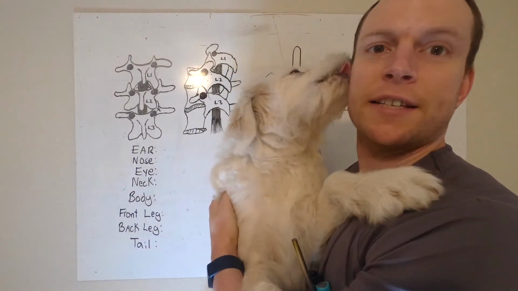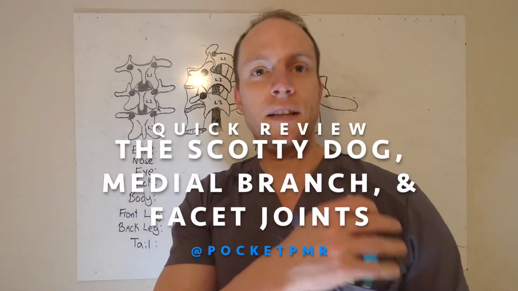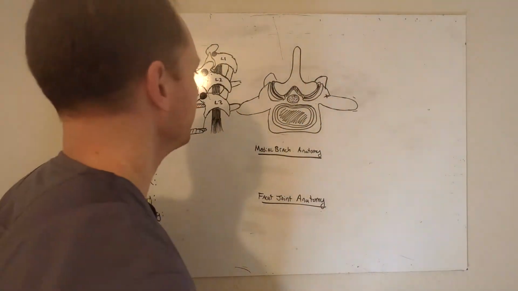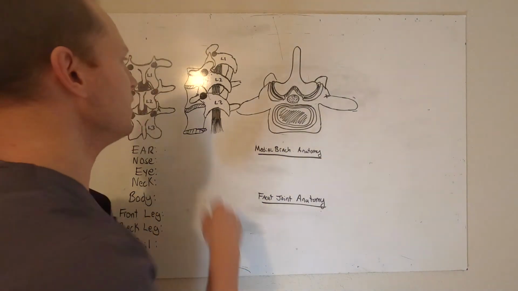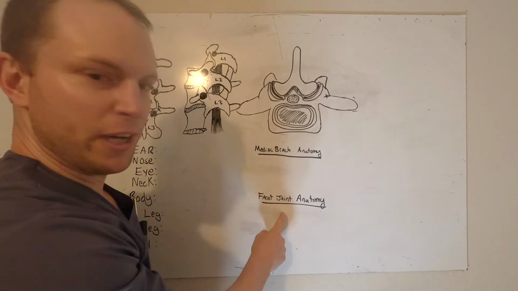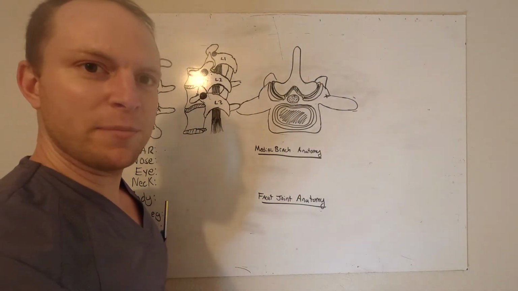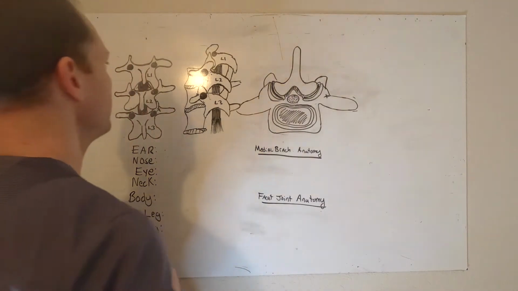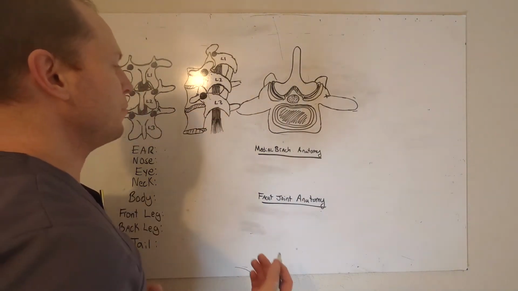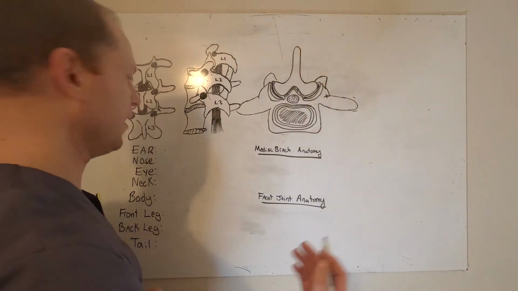This is not a Scotty dog. But let's talk about the Scotty dog and why it's important. Let's do a quick rundown of the Scotty dog, the medial branch, and the facet joint. One of the most important pieces of anatomy for those going into pain medicine. So, the Scotty dog is just basically an anatomical portrayal that looks like a Scotty dog.